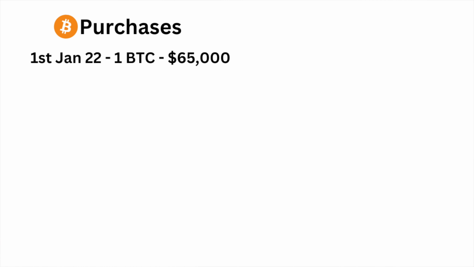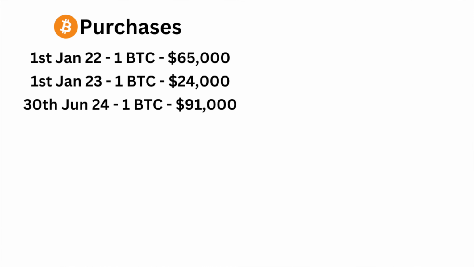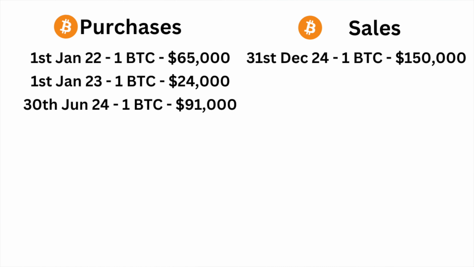We've purchased one Bitcoin on the 1st of January 22 for $65,000. Now I'm talking Australian dollars here. We've purchased one Bitcoin on the 1st of January 2023 for $24,000 and another Bitcoin on the 30th of June 2024 for $91,000. Now we decide we want to sell one Bitcoin. So on the 31st of December 2024, we sell one Bitcoin and we sell that for $150,000.